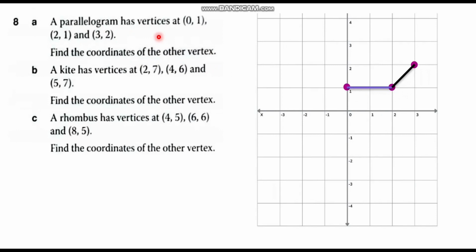Now in a parallelogram, we know that opposite sides are equal and parallel as well. So it means the other side will be parallel and equal to the line which is shown by the purple color. So let's extend this line. Let's shift this line. And that line ends at the point where x is 1 and y is 2. So it means that the last vertex of the parallelogram is (1, 2).